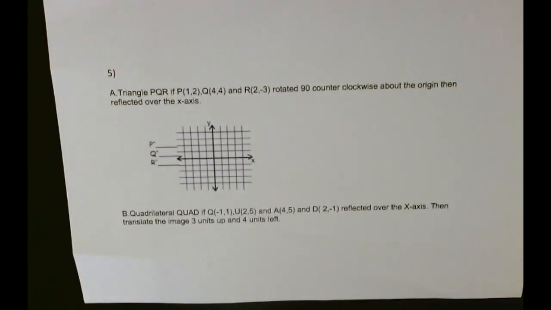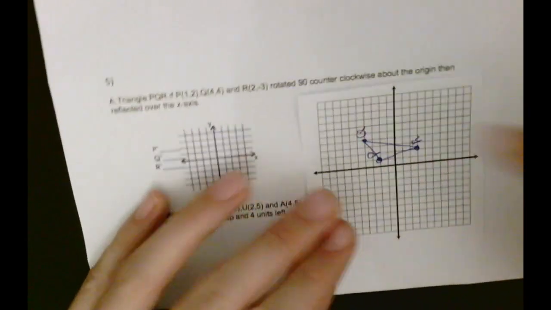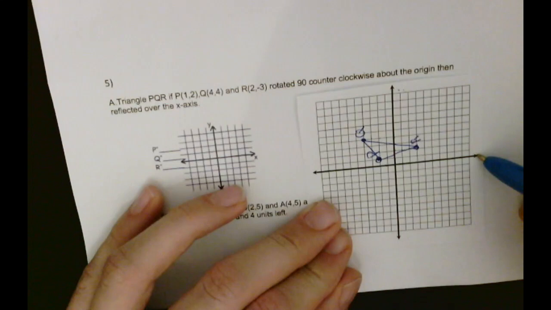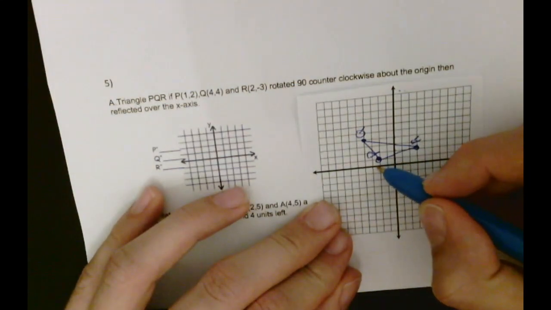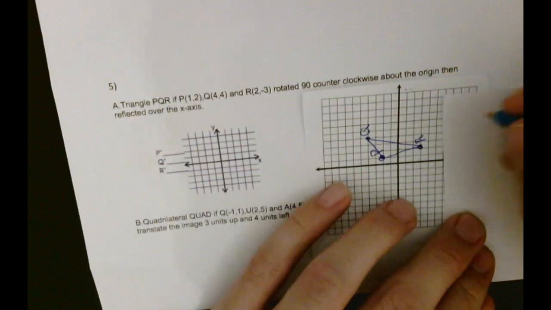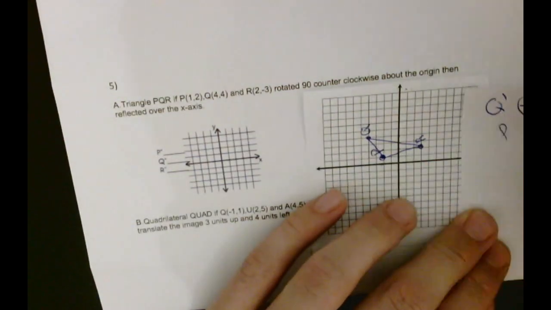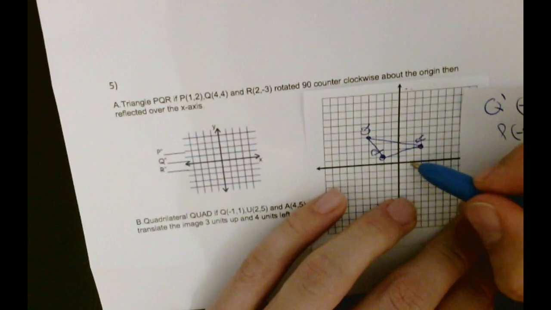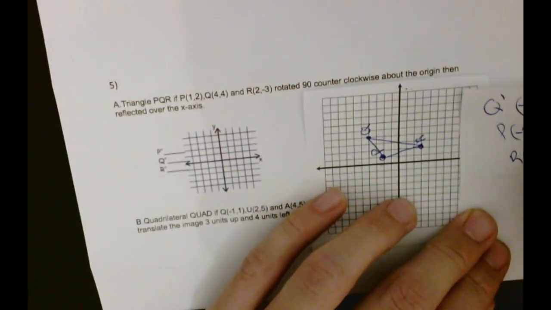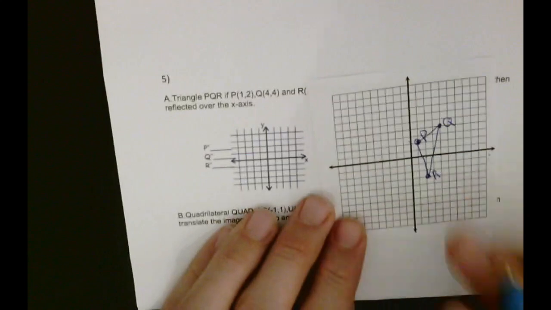Triangle PQR, if P is 1, 2, Q is 4, 4, and R is 2, -3, has been rotated counterclockwise about the origin, then reflected. So we'll take our image here and we're going to rotate it counterclockwise against the clock, like this. We'll temporarily imagine that this is our new Y and this is our new X. So Q is located at 1, 2, 3, 4, 1, 2, 3, 4. So -4, +4. P is located at 1, 2, +1, so -2, +1. And R is located at 1, 2, 3, 1, 2. So +3, +2.